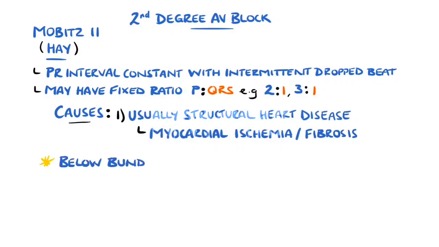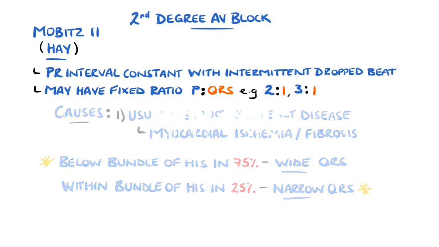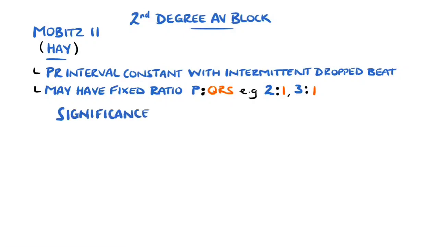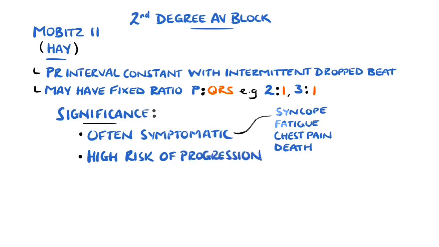And in 75% of cases, the anomaly is found below the bundle of His, which means broad QRS complexes are generated. However, the defects are in the bundle in 25% of cases, which means a narrow QRS. Mobitz type 2 are often symptomatic as a result of the reduced cardiac output, with syncope, fatigue, chest pain, and in some cases sudden cardiac death. It also has a relatively high progression rate to complete heart block.